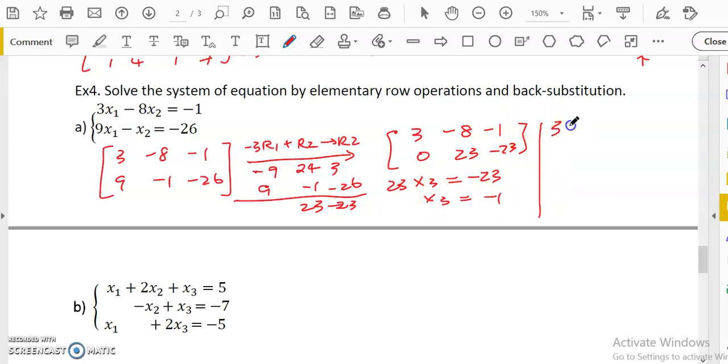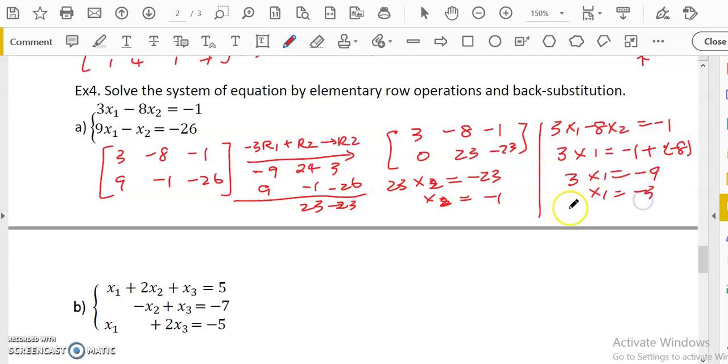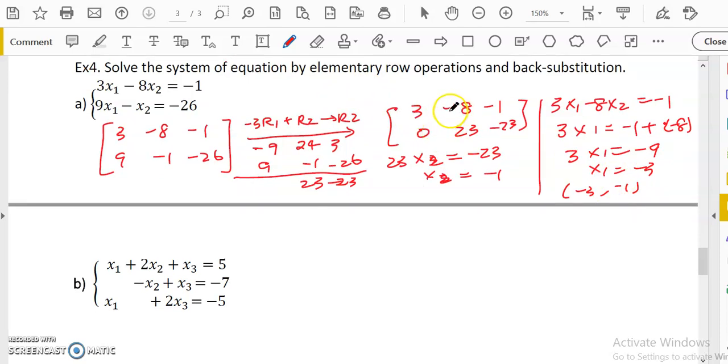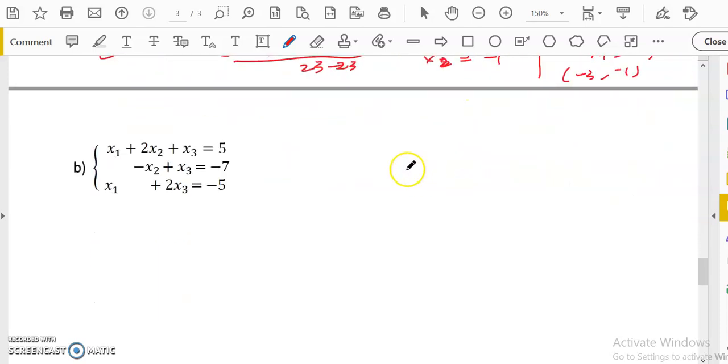And then I have 3x1 minus 8x2. Oh no, this is not x3, this is x2. x2 equal to -1, right? So 3x1 would equal to -1 plus 8 times that, which would be plus -8. So that would be -9. 3x1 equal to -9, x1 equal to -3. So the answer is -3, -1. So that's how you do it. After you have the upper triangular augmented matrix, you do back substitution to solve.